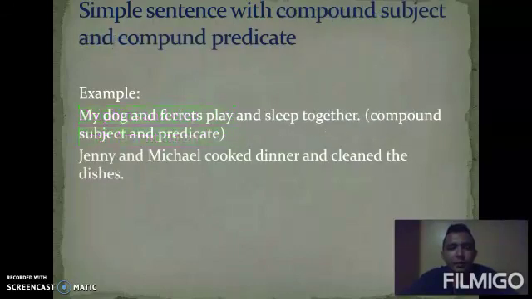Now, we can find not only a sentence with a compound subject, but also with a compound predicate. A sentence can contain both a compound subject and a compound predicate. For example, my dog and ferret played endlessly together. My dog and ferret, two subjects, played endlessly together. Jenny and Michael cooked dinner and cleaned the dishes, two subjects and two predicates.